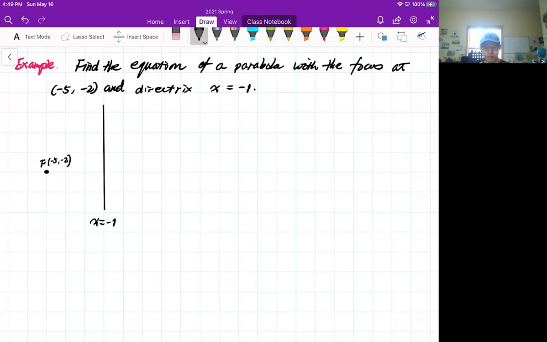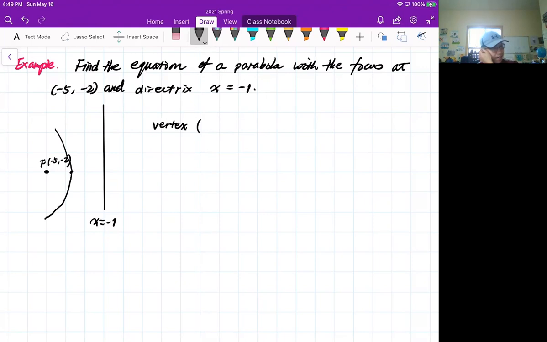So how do you write down the equation? Again, I need to identify the vertex. The vertex is right between them, right in the middle. So where is the vertex here? The vertex should be somewhere here. This is the vertex, and then I can get my parabola. So how do we get the vertex here?